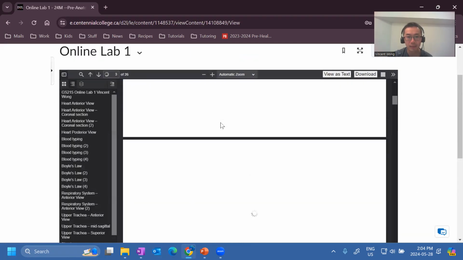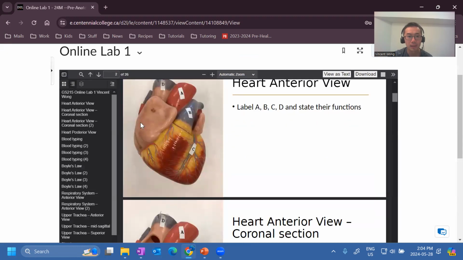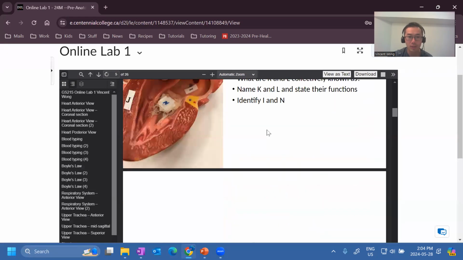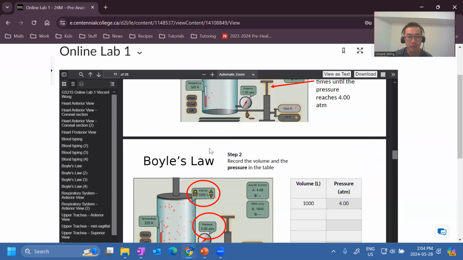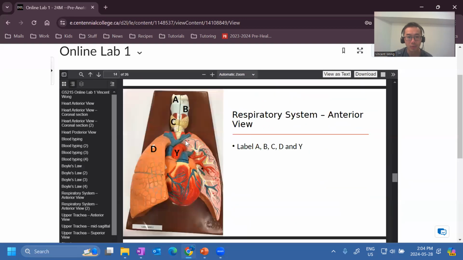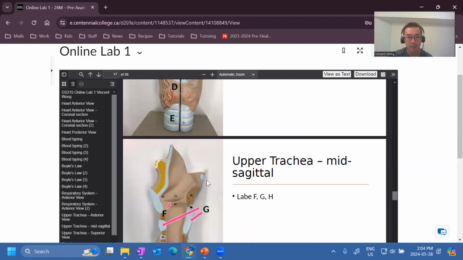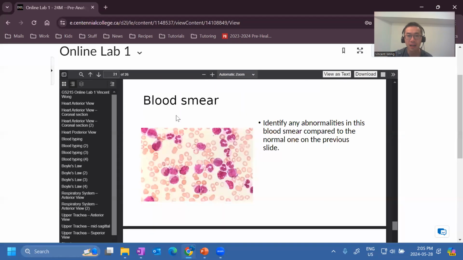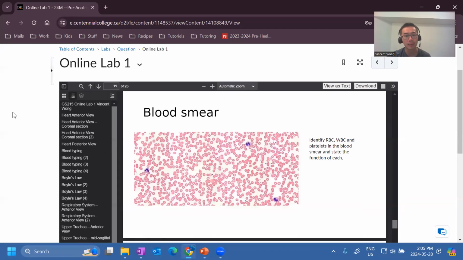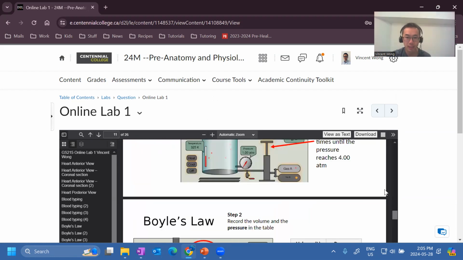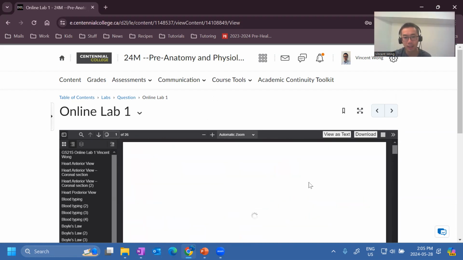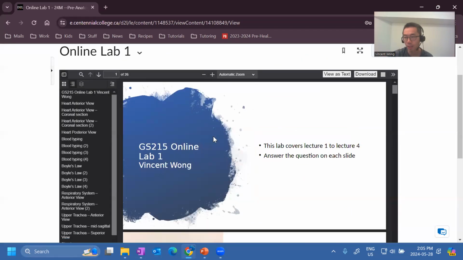So it's about the cardiovascular system, right? Not just that, it's the whole first unit. So not just the heart, but there's also blood typing, some graphing, and some lung stuff as well. In fact, I think you should do this. We will have time on Thursday to take this up, but I want you to try it out first. I'll post a link at the end of class, so that I can redirect you here.